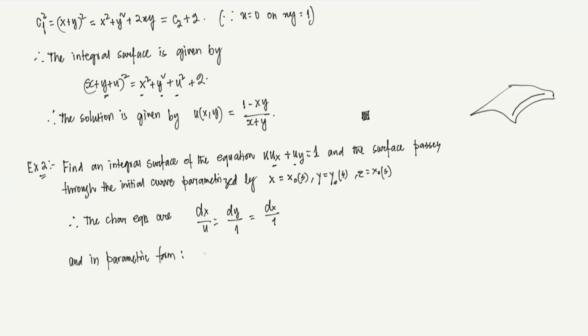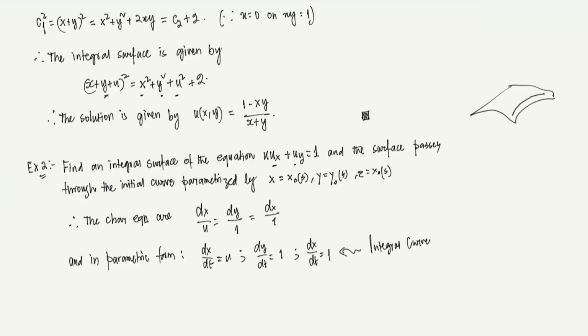They are given by dx/dt = u, dy/dt = 1, and du/dt = 1. See, this is the parametric curve, you understand? And the thing is, this is the integral curve. Essentially this represents the integral curve. And what's happening is this: we are given the initial data.